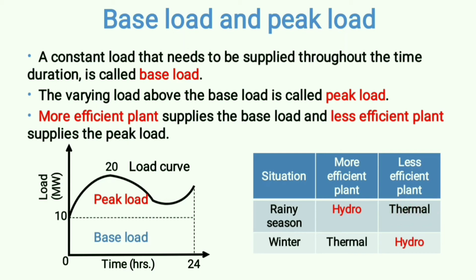Similarly, when the situation changes during winter, the water resource becomes very low. So automatically your hydro power plant becomes the less efficient plant. That means in that case your hydro plant will supply the peak load, and automatically the thermal plant will supply the base load. So there is no hard and fast rule that a power plant is always more efficient or a particular power plant is always less efficient. It depends on the situation. Hydro is sometimes more efficient, sometimes it is less efficient. So this is the concept of base load and peak load, and I hope you have understood this concept.